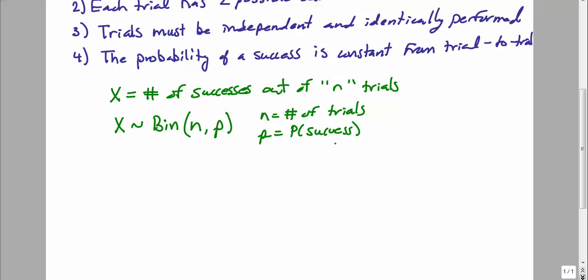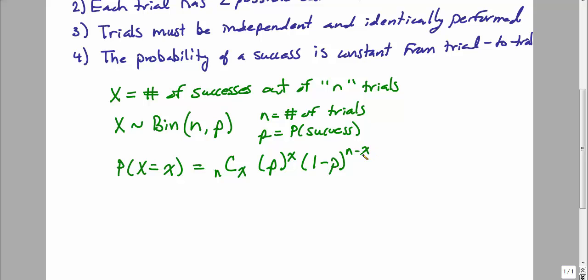Now, a couple of other things that come up here then. I know how to find this probability. Let's say the probability that x equals some value, and this x is a lowercase x, a realization of the random variable. This is equal to n choose x, the probability of a success to the x, times 1 minus the probability of a success to the n minus x. Now this 1 minus p right here is actually equal to q.